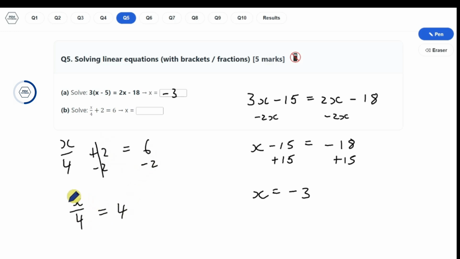So now to find what x is, here x is being divided by 4, so undo that division by multiplying both sides by 4, you end up with x equals 16. So x is equal to 16. Okay, so let's have a look at question 6.